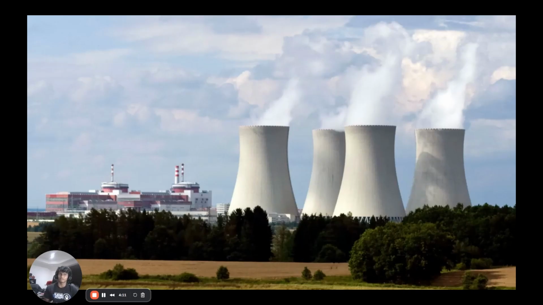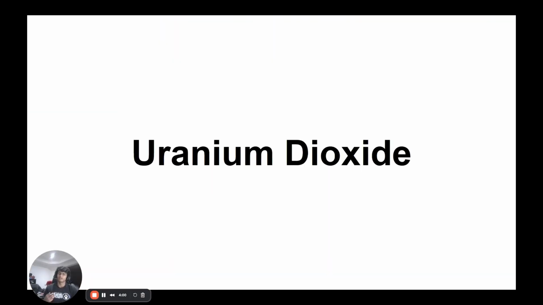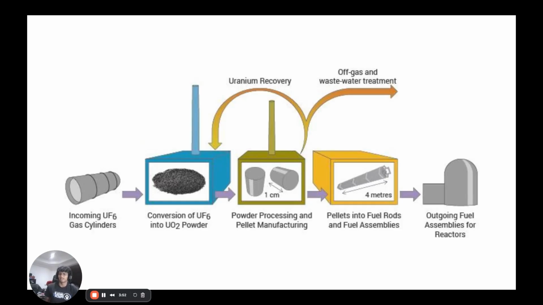Now, there are two types of nuclear fuel I'd like to focus on today. That is uranium dioxide and mixed oxides. But what are they? Now, uranium dioxide is what I like to call UOX in the world of nuclear. It stands for uranium oxide. It's made by creating uranium fluoride 6, or hexafluoride, and putting it in gas cylinders.